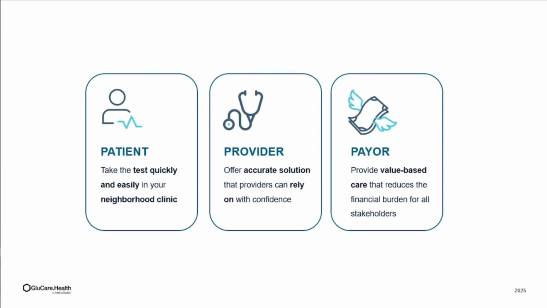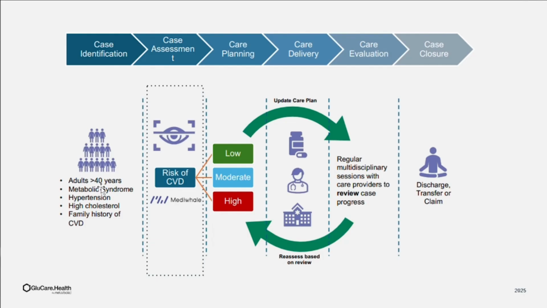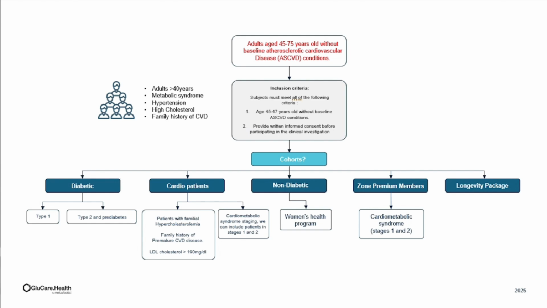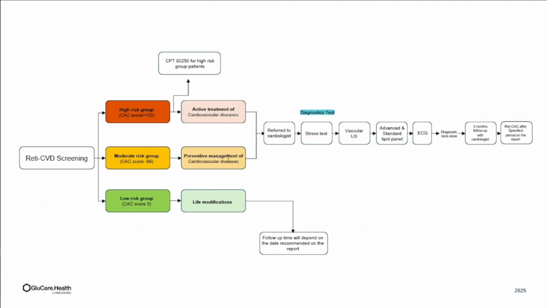So at GluCare, we always think that AI and all the tools need to be done in the same visit, easily, quick. For this reason, we brought again the MedHale Retinal CVD. Our protocol includes patients above 40 years old with metabolic syndrome, hypertension, hyperlipidemia, and family history of cardiovascular disease. The moment that we receive the report, we identify the patients, and patients with low risk keep being monitored by the GPs and endocrinologists. But if the patient has moderate or high risk, we refer to the cardiologist who will do different tests like a stress test, carotid ultrasound, and so on.